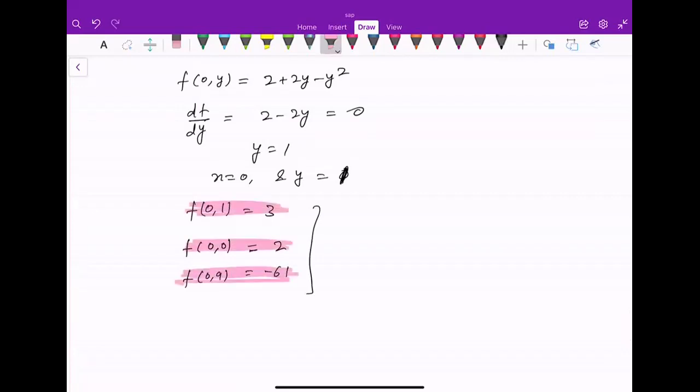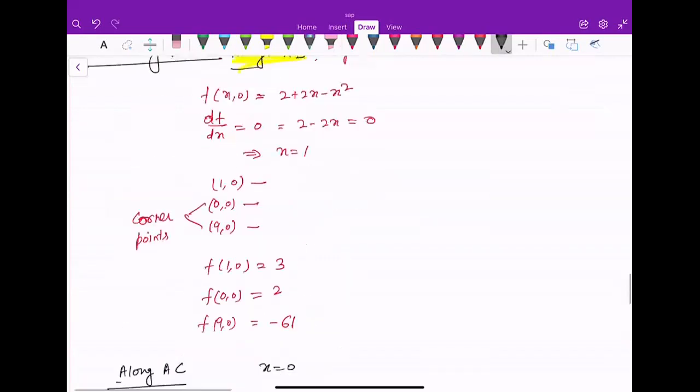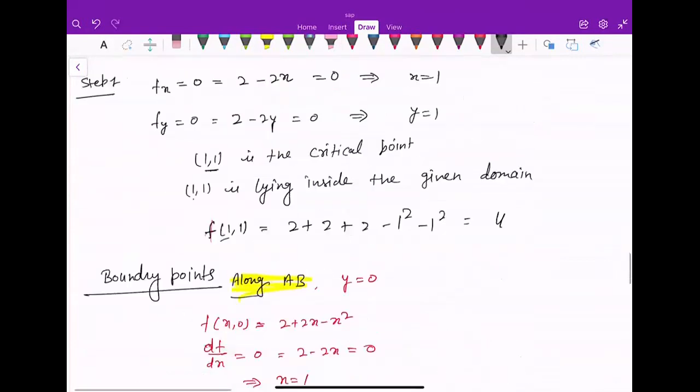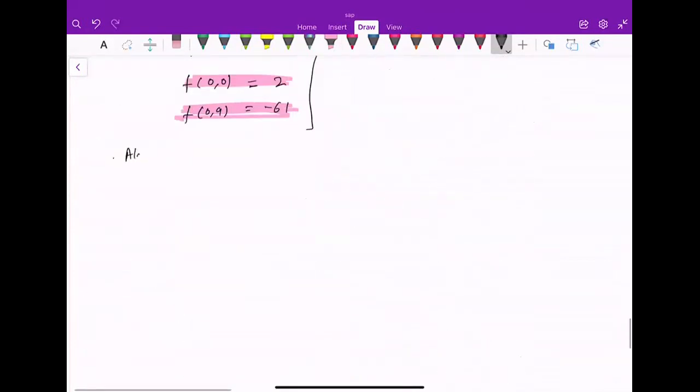ठीक है, now we will check along the boundary BC. So now along BC, y equal to 9 minus x. So f of x comma y will be what? 9 minus x.